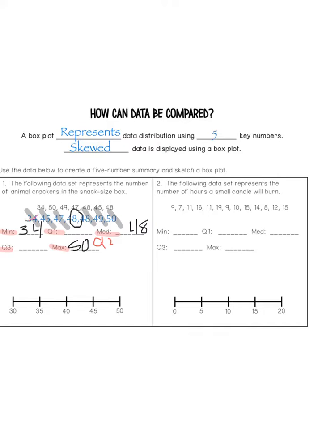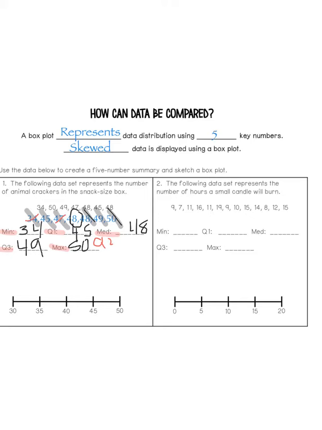So if I cross off 34 and I cross off 47, I'm left with 45. That is quartile 1. And I'm going to do the same thing on the right side. So I'm going to cross off 48, I'm going to cross off 50, and I'm left with 49 for quartile 3.